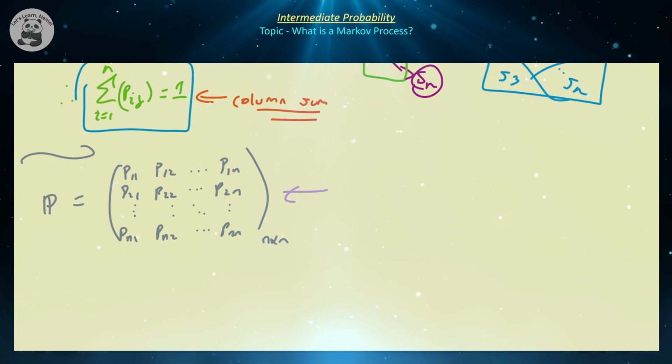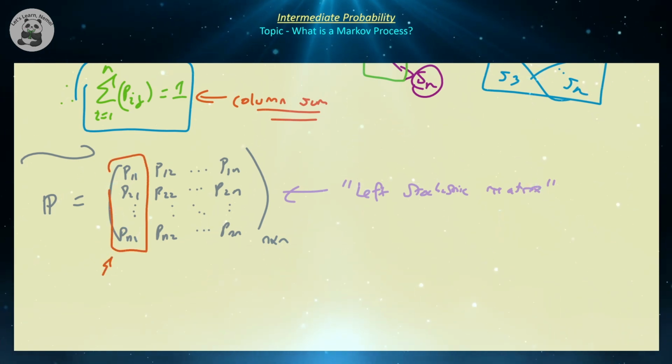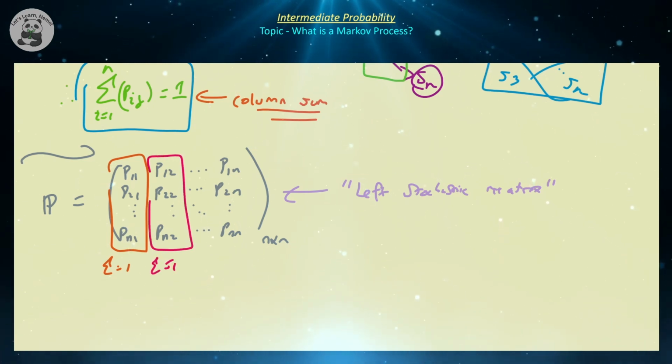And some people will refer to this as a left stochastic matrix. Some people will also call this a stationary stochastic matrix if these probabilities do not change as you progress through your time sequence, right? And again, notice that the sum across all of these is going to be equal to 1, regardless of the column that you focus on.